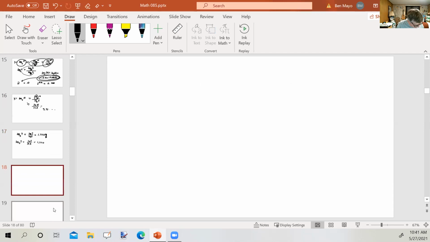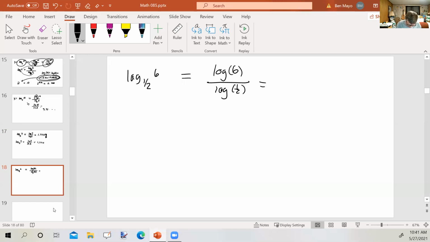Let's see here. How about this? Log base 1/2 of 6. So that will be common log, or log base 10, of 6 over the log base 10 of 1/2. Let's see what we get there. The log of 6 divided by the log of 1/2, I'm getting negative 2.58496. Rounding there, that would round up, so we'd get negative 2.5850. Again, if I use natural log of 6 over natural log of 1/2, I'd get the same answer.